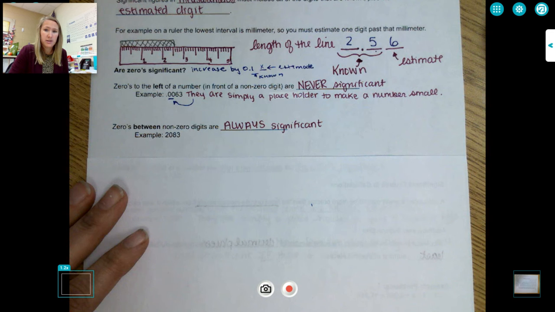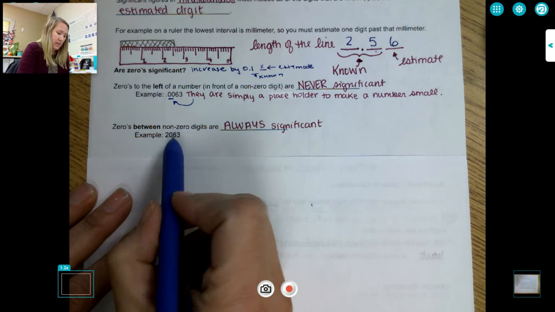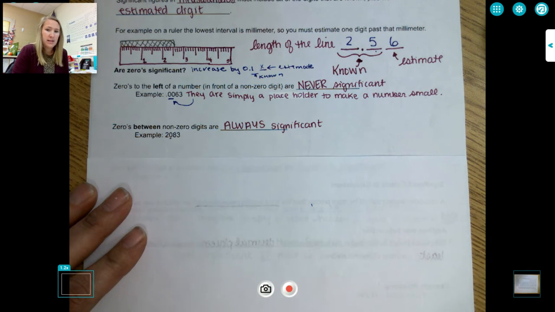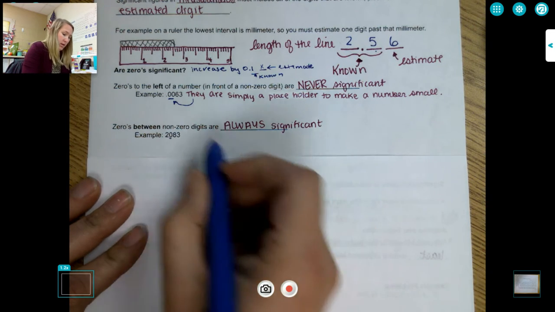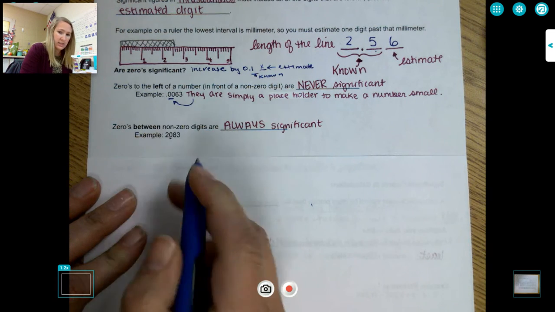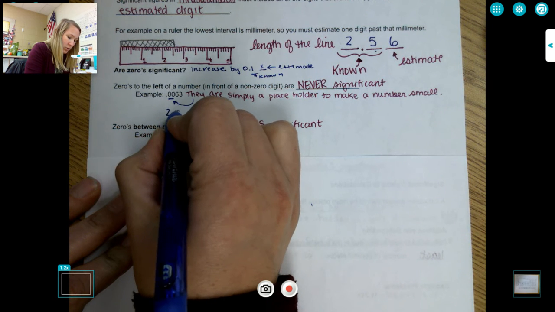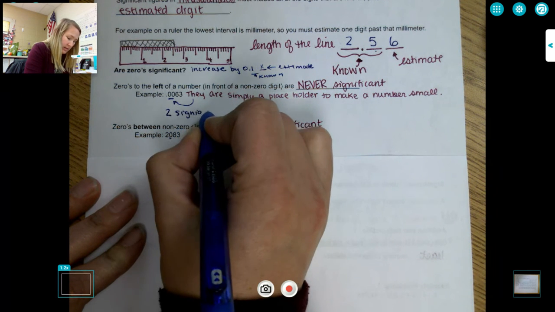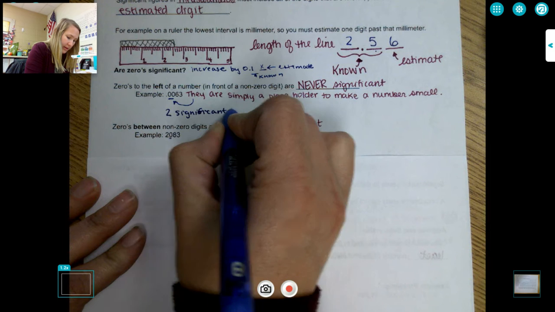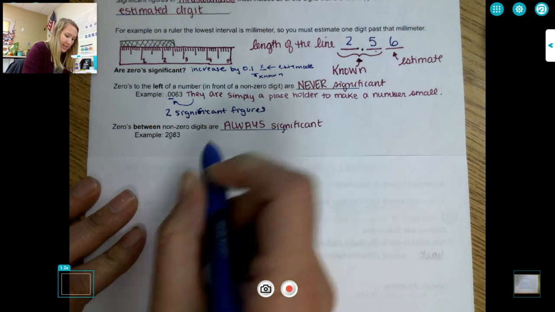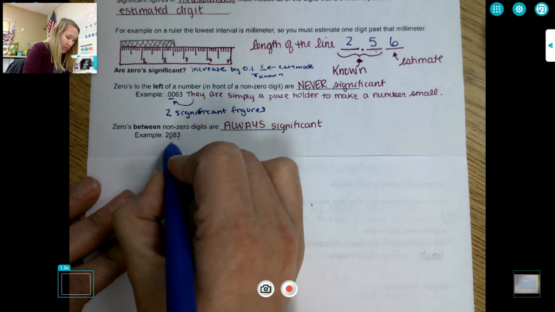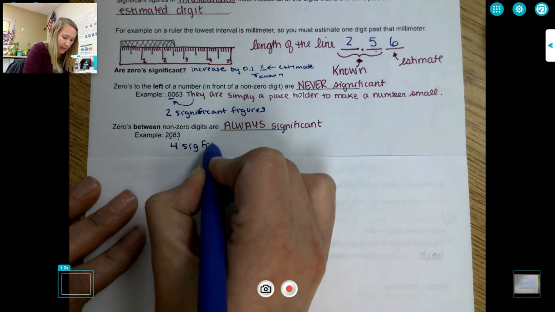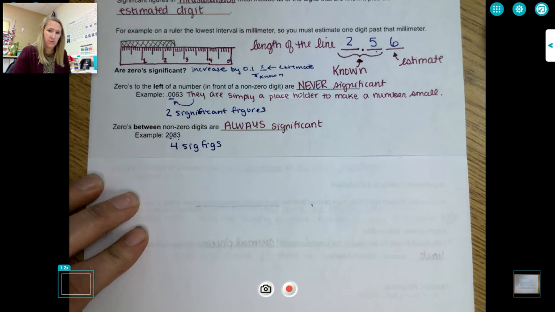Zeros between non-zero digits are always significant. So that means that this zero here is there because I have exactly 2,083 of something. That is there because it is part of the number. So they're always significant. So that means that if I wanted to know the number of sig figs that I have in this number, I have 2 significant figures. Whereas in this number, all of my non-zero numbers count, as does a 0 because it's between. I have 4 sig figs in this number. All 4 of these numbers are significant.